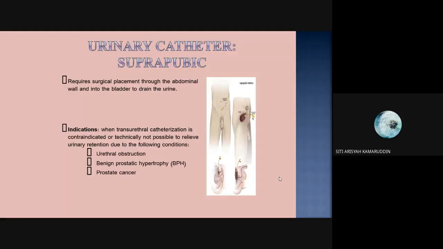So just now I mentioned that for suprapubic, it requires surgical placement through the abdominal wall and into the bladder to drain the urine. We use a suprapubic catheter when it is contraindicated or technically not possible to relieve urinary retention due to urethral obstruction, BPH, or prostate cancer.